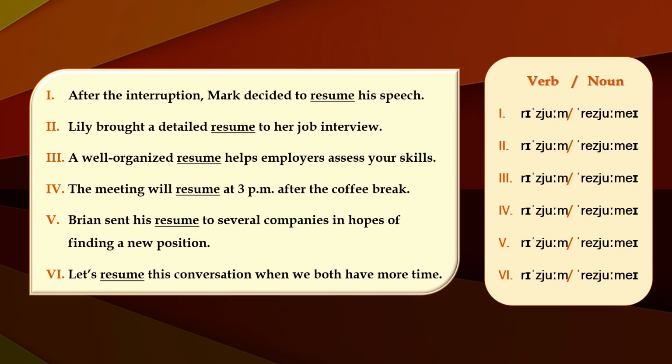For each sentence, select the appropriate form based on context. Consider whether the sentence requires the action form or the thing form of the word. 1. After the interruption, Mark decided to resume his speech. 2. Lily brought a detailed resume to her job interview.